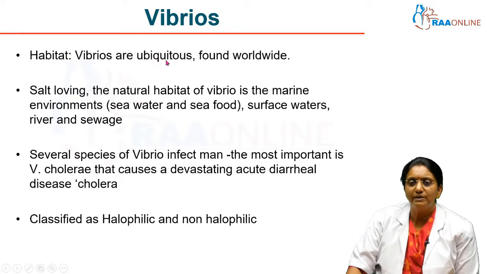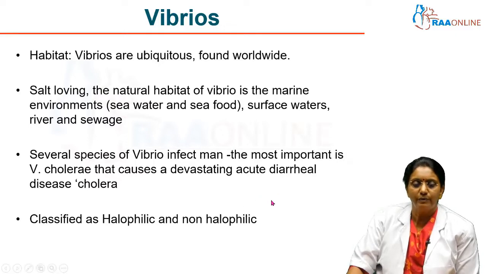Vibrios are ubiquitous, meaning they are found all over the world, all across the environment, but there is one special character in that they are salt loving. They always like a little bit of salt in the environment in which they are present. That is why you find a lot of Vibrios in the marine environment. Several species of Vibrio will infect man, but the most common, as we already discussed, is Vibrio cholerae, which causes an acute, sometimes devastating diarrheal disease, which is still rampant in developing countries like India and can even lead to death in untreated cases. Vibrio cholerae will be the main organism which I will be concentrating on.